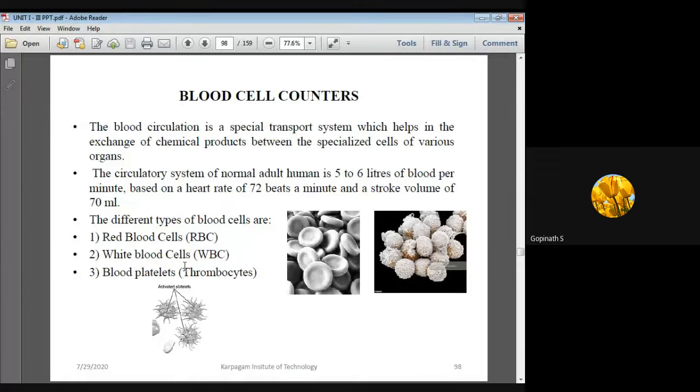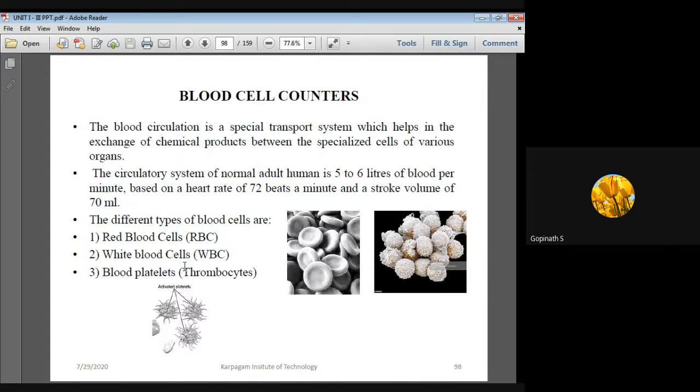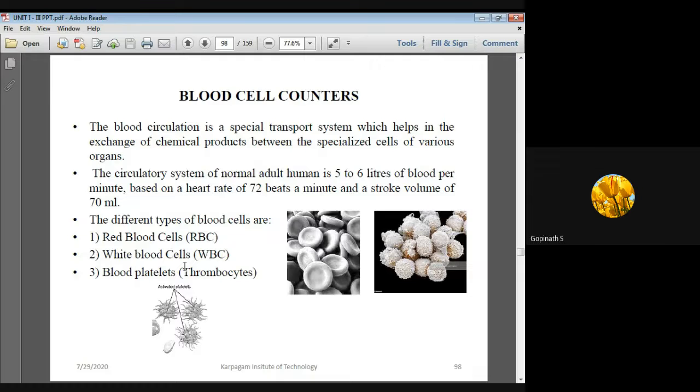Okay, so in order to identify the hemoglobin concentration value, as well as the color of the blood, we can easily use the determination of the RBC count. That is RBC. And the second one is the WBC, that is white blood cells. Both white blood cells and platelets don't have any nucleus, whereas RBC has a nucleus.